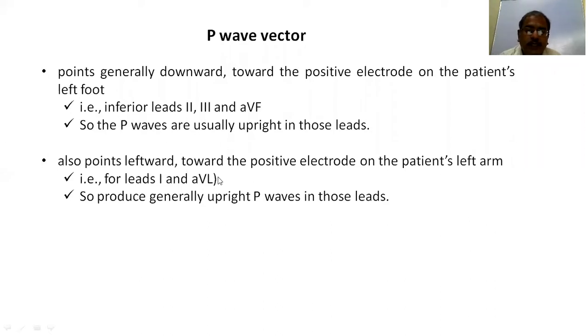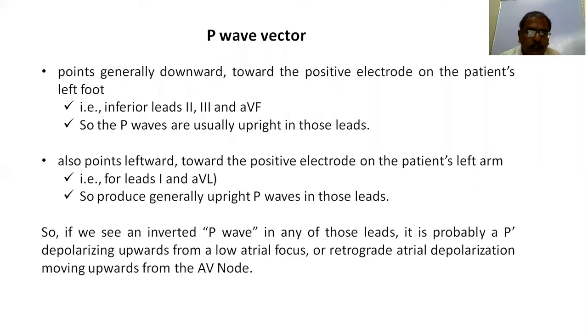So in AVR you will get a negative P wave. This you have to remember: in all frontal leads, you will get an upright P wave except for AVR. So if we see an inverted P wave in any of those leads, it is probably a P dash, depolarizing upwards from a low atrial focus, or retrograde atrial depolarization moving upwards from the AV node.